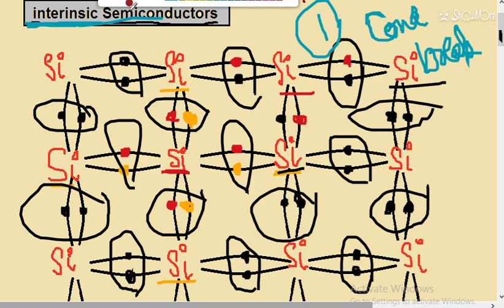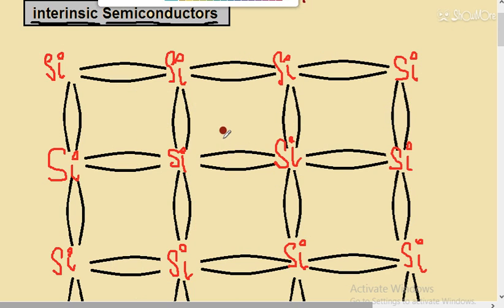So the answer for that question is, in intrinsic type of semiconductor. You can note down the answer: in intrinsic type of semiconductor the conductivity is due to the breakage of covalent bonds. So I hope this diagram is now clear to you.